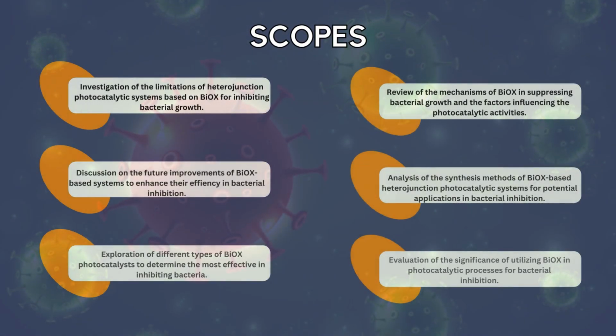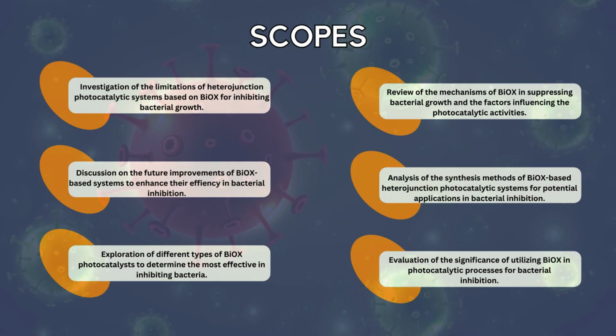The scopes include investigation of the limitations of heterojunction photocatalytic systems based on BioX for inhibiting bacterial growth. Second, discussion on the future improvements of BioX-based systems to enhance their efficiency in bacterial inhibition. Third, exploration of different types of BioX photocatalysts to determine the most effective in inhibiting bacteria. Moreover, review of the mechanisms of BioX in suppressing bacterial growth and the factors influencing the photocatalytic activities. Furthermore, analysis of the synthesis methods of BioX-based heterojunction photocatalytic systems for potential applications in bacterial inhibition. And lastly, evaluation of the significance of utilizing BioX in photocatalytic processes for bacterial inhibition.